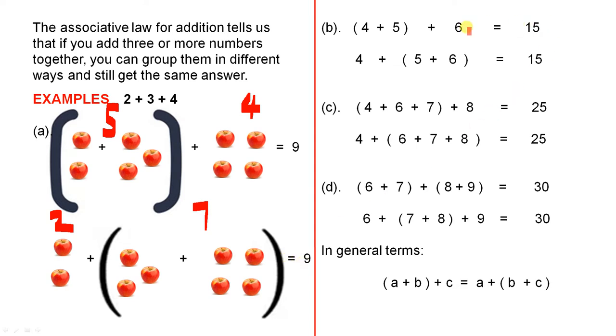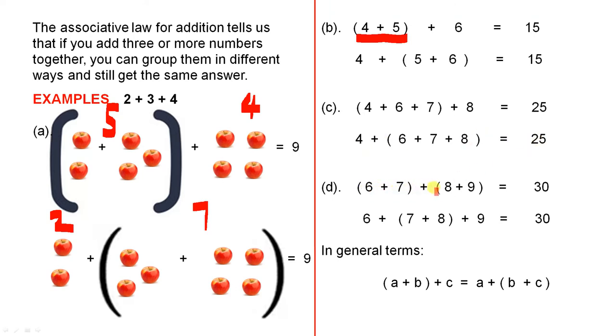Now, using numbers, if we had 4 plus 5 plus 6, you can group the 4 and the 5 together to give you 9 plus 6 is 15, or you can group the 5 and the 6 together to give you 4 plus 11 equals 15. If you had 4 plus 6 plus 7 plus 8, you can group the 4, 6 and the 7 together. That gives you 17. When you add 8, that gives you 25. Or you can group the 6, the 7 and the 8 together to give you 21 plus 4 to give you 25.